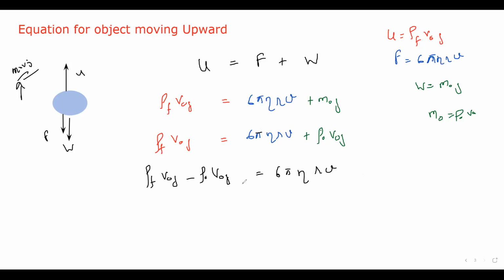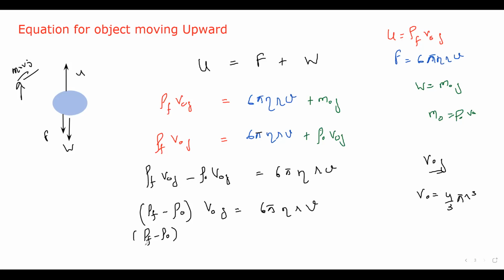When we take volume of object and gravity as common, it will be density of fluid minus density of object, times volume of object, gravity is equal to 6 pi eta r v. Then, because it's a spherical object, volume of object is 4 by 3 pi r cube. So density of fluid minus density of object, times 4 by 3 pi r cube into gravity, is equal to 6 pi eta r v.